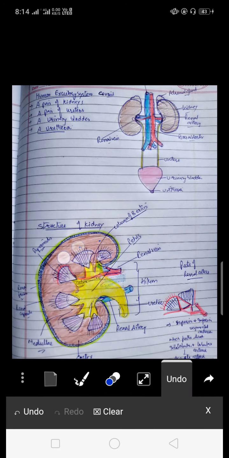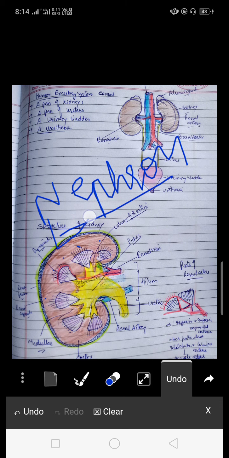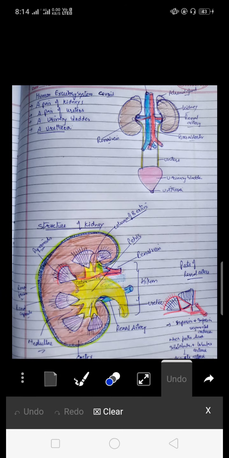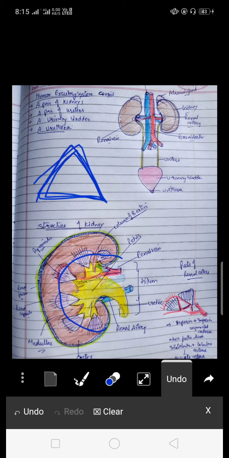The renal cortex is granular due to the presence of nephrons. Nephrons are the functional unit of the kidney, as I discussed in my previous lecture, so I am not going to discuss them in detail here. The medulla, the middle part of the kidney, consists of multiple pyramid-shaped tissue masses called the renal pyramids.